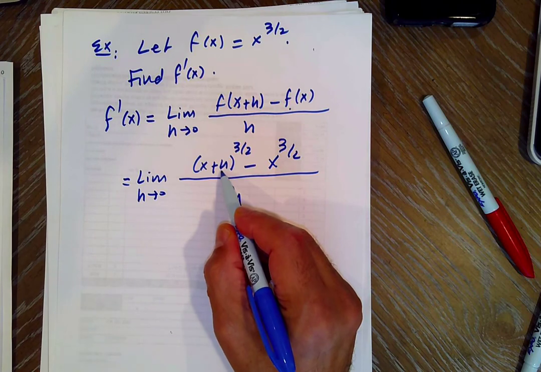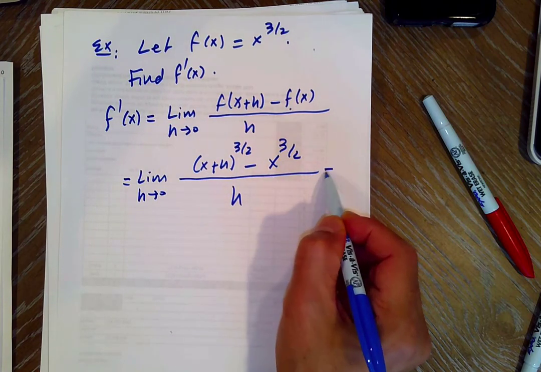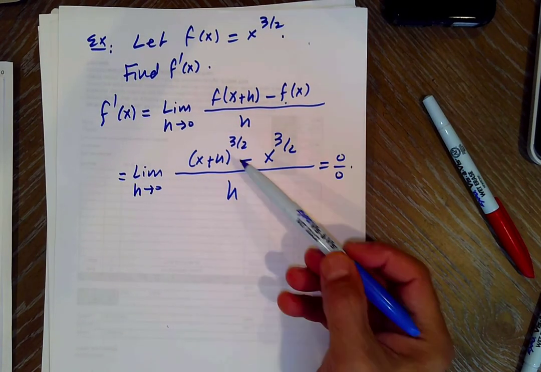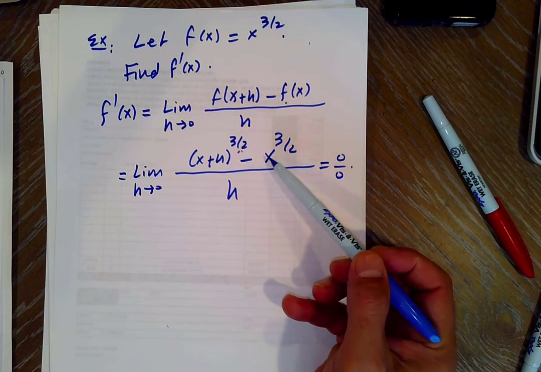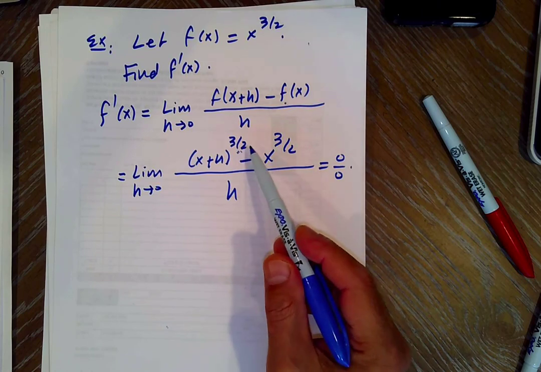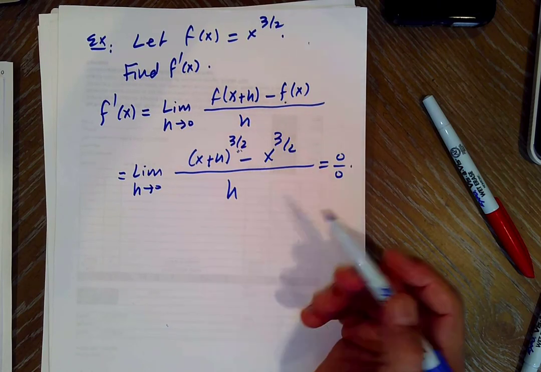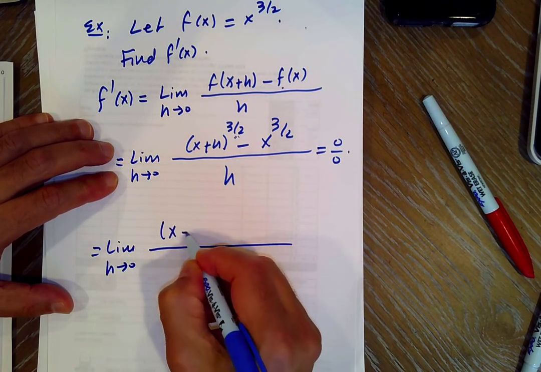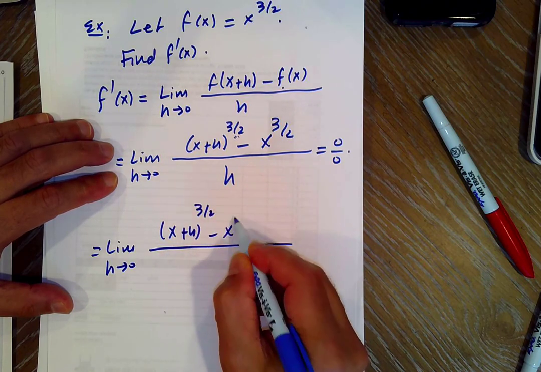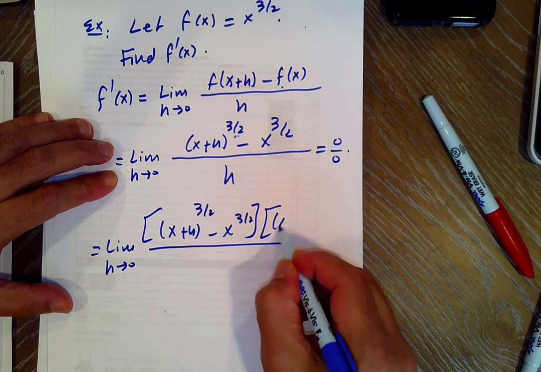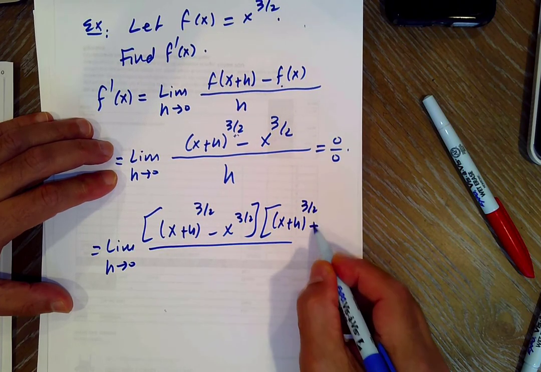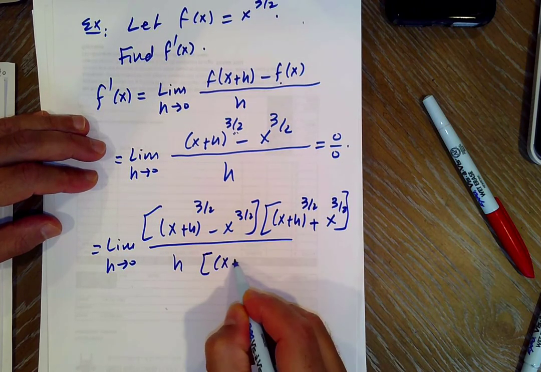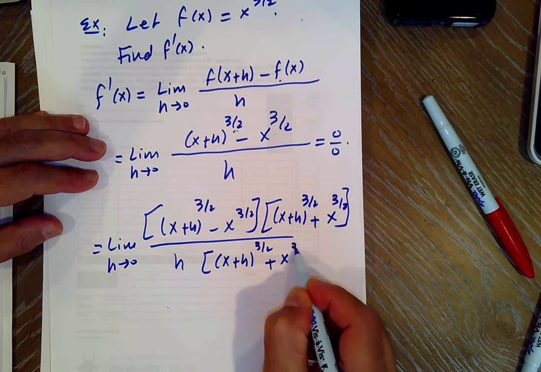Again, if we put a 0 for h, we get x to the 3/2 minus x to the 3/2, which is 0 over 0. And we gotta work it out. And to work this out, it's like there's a square root cube and then square root cube. So what we're gonna do is we're gonna times this by the conjugate and see if that works. So the limit as h goes to 0, I'm rewriting this. We're gonna times it by x plus h to the 3/2 plus x to the 3/2. And same at the bottom, x plus h to the 3/2 plus x to the 3/2.